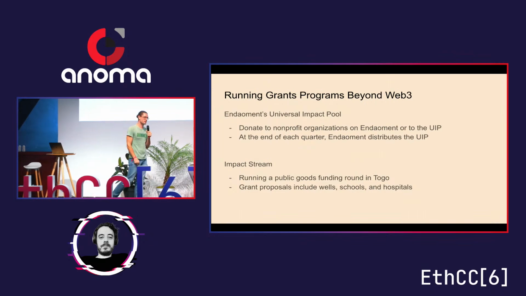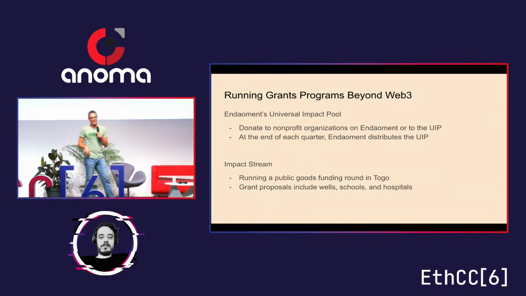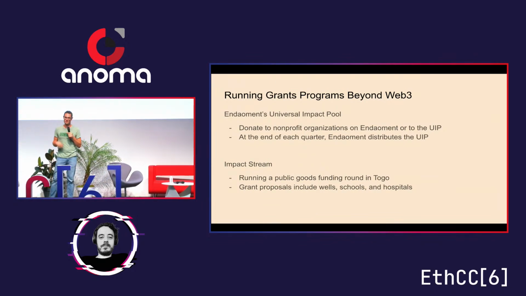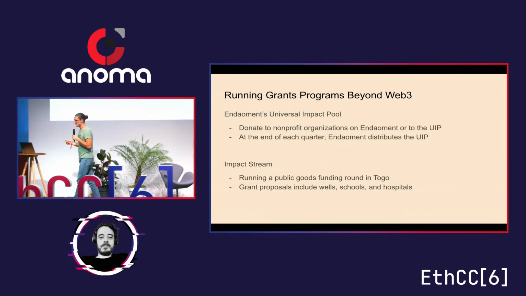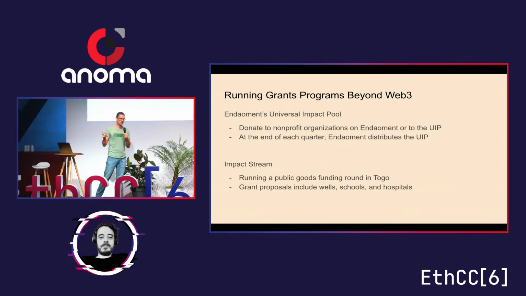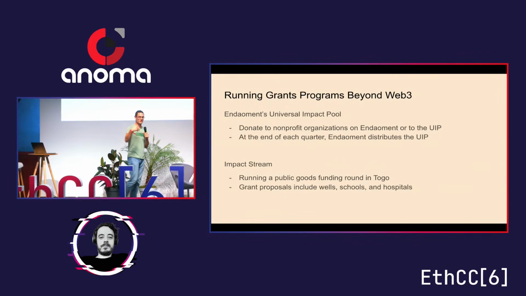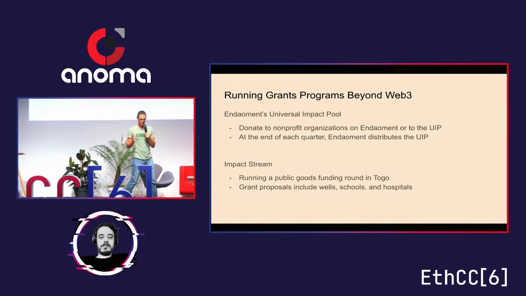These are two projects that I'm really excited about. These are both projects that are currently building on top of Allo. The first is Endowment's Universal Impact Pool. If you're not familiar with Endowment, it's the largest on-chain and the largest online registry of nonprofits in the world. It's all through crypto rails. You can donate directly to nonprofits all over the world.